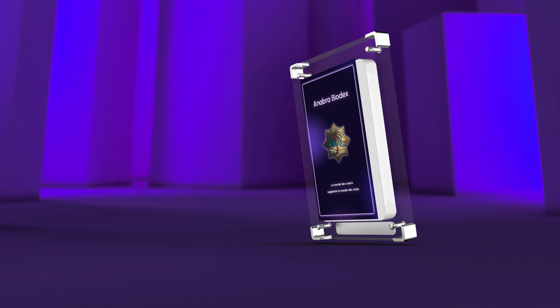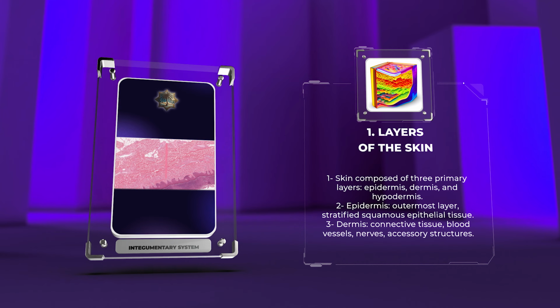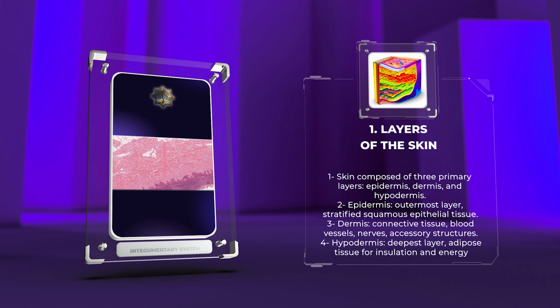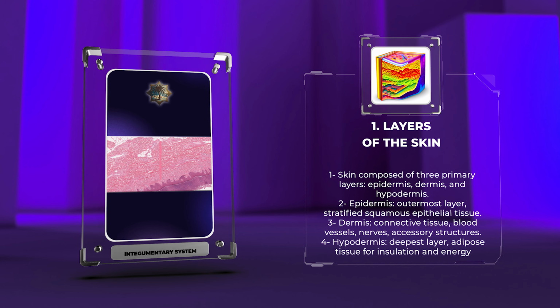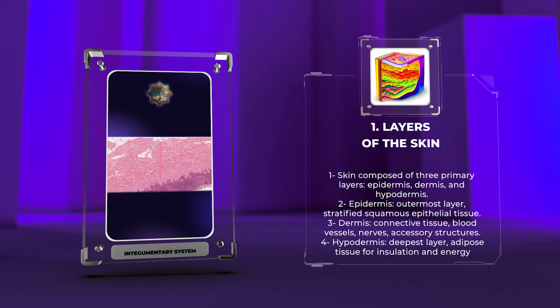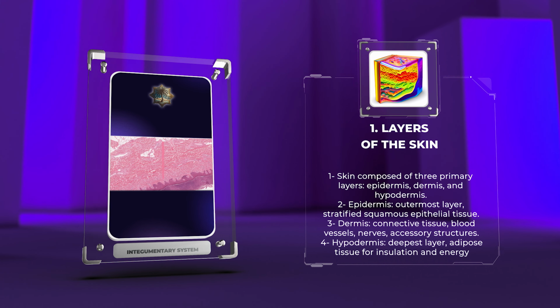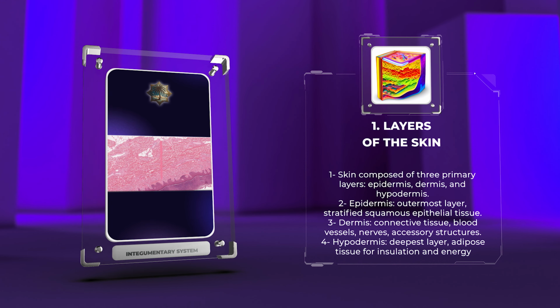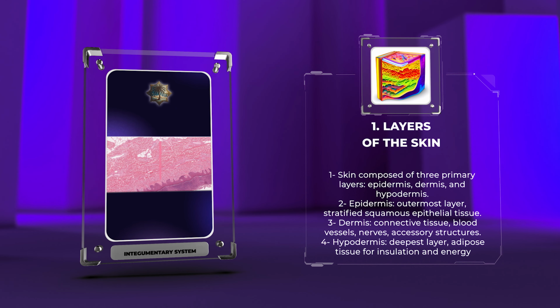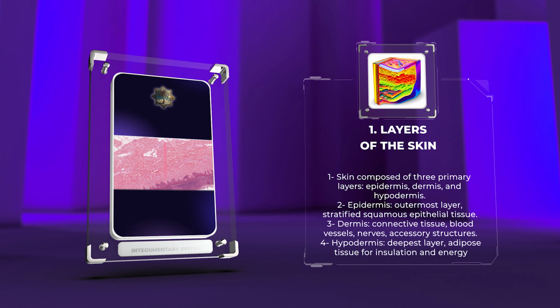The skin is composed of three primary layers: the epidermis, dermis, and hypodermis, also known as the subcutaneous tissue. The epidermis is the outermost layer of the skin and is composed of stratified squamous epithelial tissue. It lacks blood vessels and receives its nourishment from the underlying dermis. The dermis lies beneath the epidermis and is composed of connective tissue, blood vessels, nerves, and accessory structures. Finally, the hypodermis is the deepest layer of the skin and is made up of adipose tissue that provides insulation and energy storage.